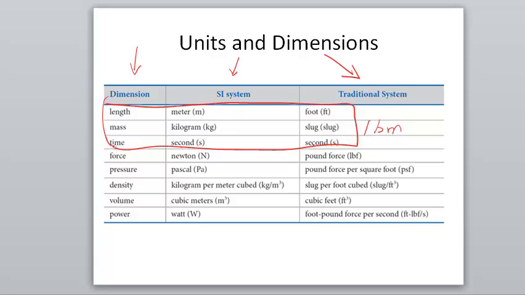Okay, then there are these quantities that will come into play very heavily in this class. So force, hopefully you all remember in the SI unit system is newtons, and in the traditional system is pound force. Again, there are other measures of force that can be used here, but pound force is the one that's most commonly used in this particular textbook. Pressure is quantified in pascals in the SI unit system and pounds per square foot in the traditional system. Density, volume, power, so on and so forth. Let's move to the next page and talk a little bit more in depth.